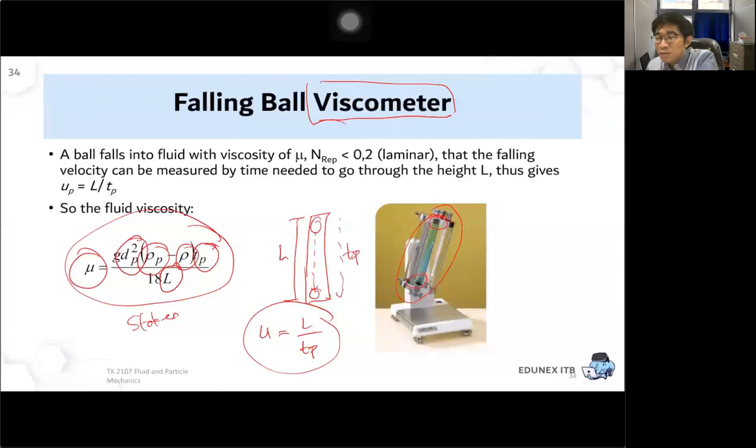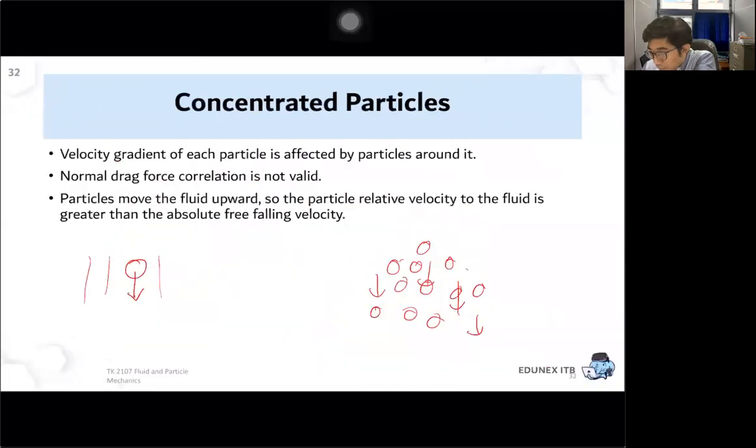Okay, until this point, do you have any questions? So far, okay, sir. Okay, actually this is the end of the slide. Later you will have the application of particles, especially for the unit operations that we use in chemical engineering, with Pak Anggit this Thursday.